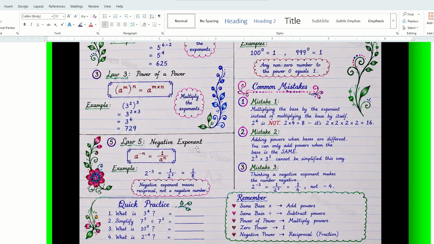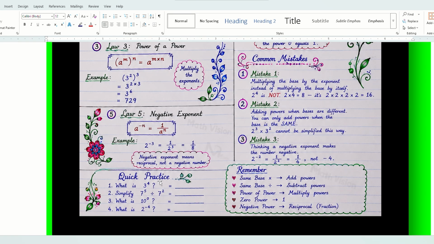Next, law number 5, negative exponent. Here, a raised to power minus n is equal to 1 by a raised to power n. If the exponent is negative, then we take the reciprocal and the exponent becomes positive. Here, 2 raised to power minus 3 is equal to 1 over 2 raised to power 3, which is 1 over 8. 2 multiplied 3 times is equal to 8. Negative exponents mean reciprocal, not a negative number.